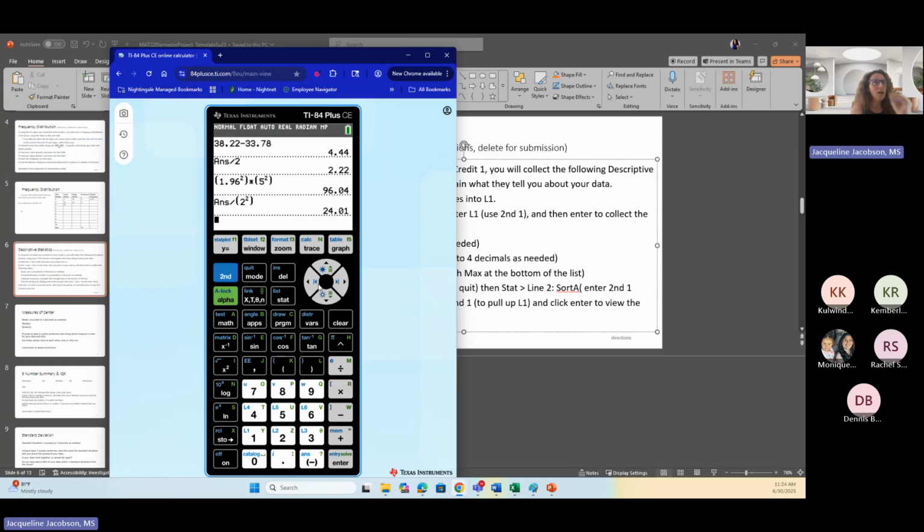How do you determine descriptive statistics? We go to stat, calc, 1-Var Stats. Where is my list? It's in L5. My frequency list, I don't want anything there. And I calculate my sample mean, my sample standard deviation. I have my 5-number summary. All of that is here.